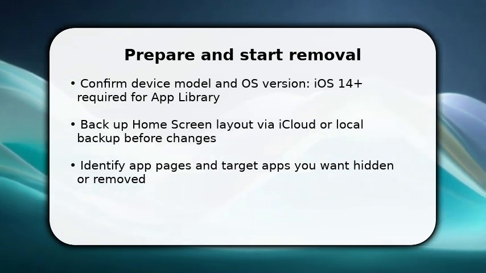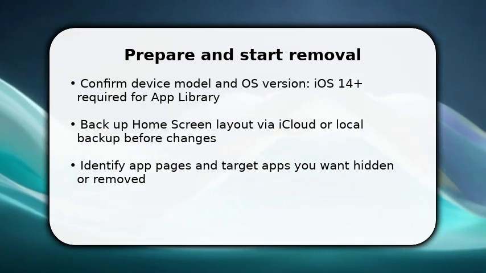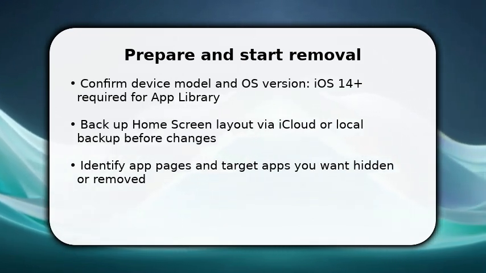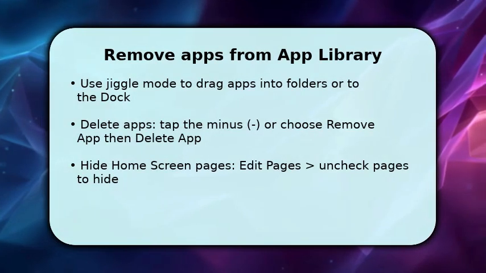Tap and hold an app on the home screen to begin. The first actionable step is to enter jiggle mode so you can move or delete apps quickly and precisely. Now you continue by removing apps from the home screen while controlling the app library.